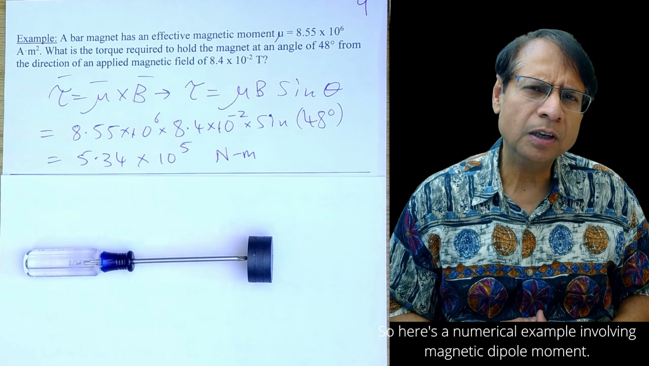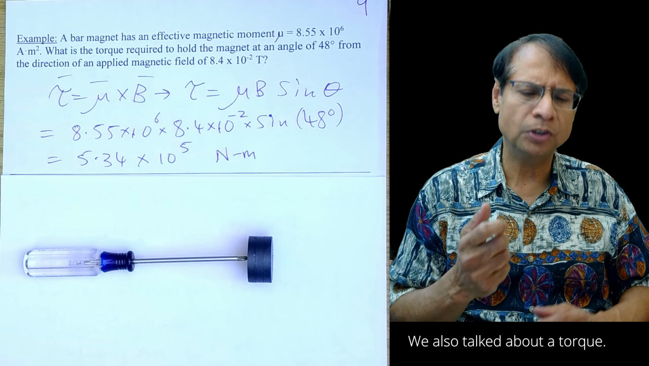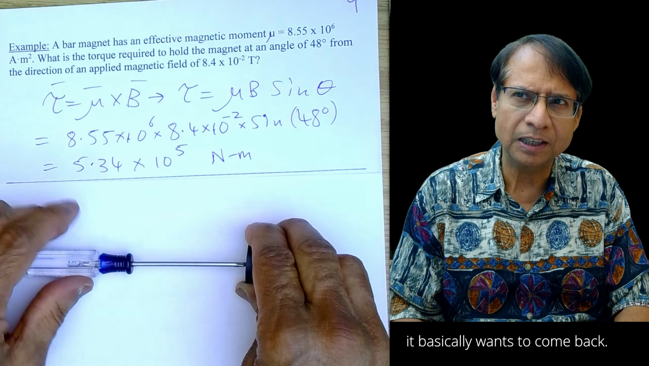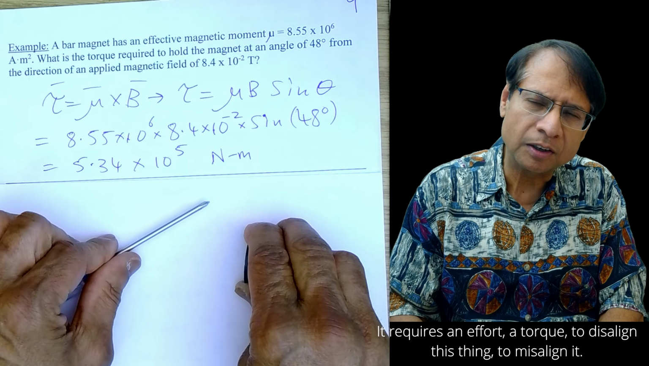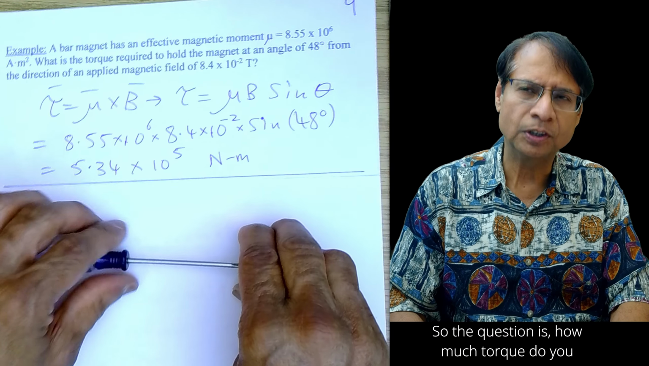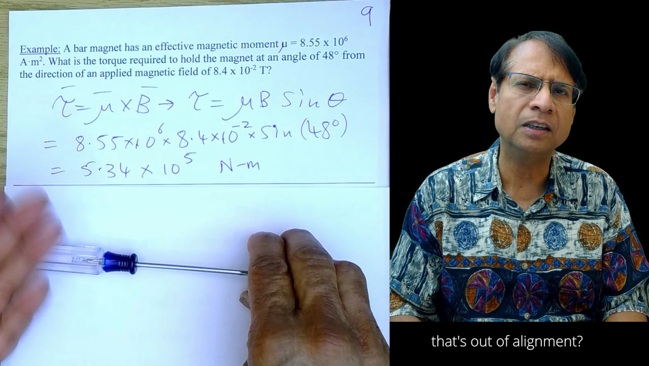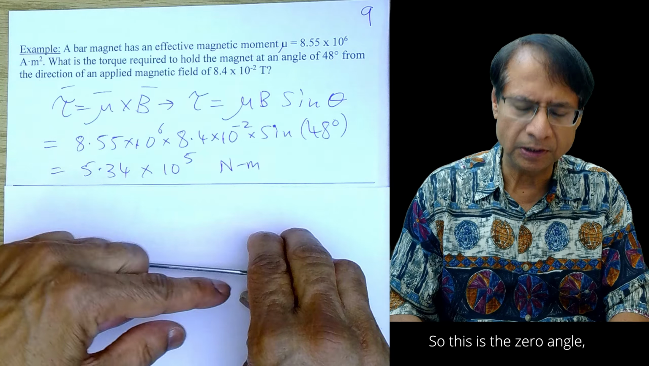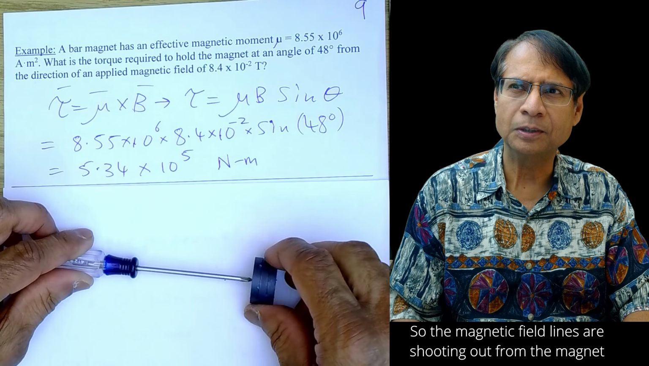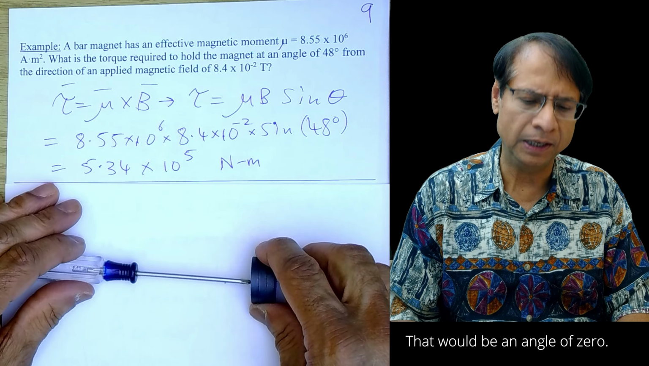So here's a numerical example involving magnetic dipole moment. We talked about the flip energy. We also talked about a torque. Every time you move the dipole away from the magnetic field direction, it basically wants to come back. So it requires work, an effort, a torque to misalign it. So the question is, how much torque do you need to rotate this thing to a certain angle that's out of alignment? This is the zero angle when the dipole moment is along the magnetic field. There's a magnet, by the way. The magnetic field lines are shooting out from the magnet and they're parallel to the dipole moment. That would be an angle of 0.